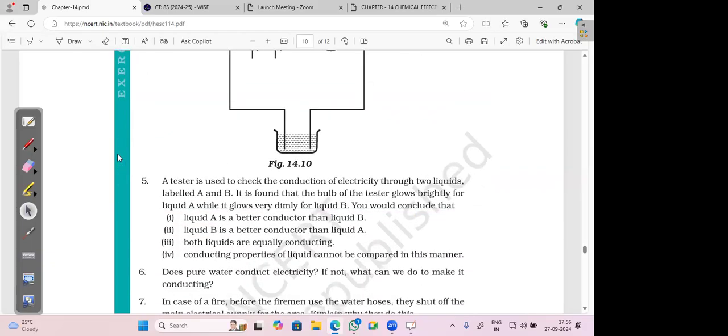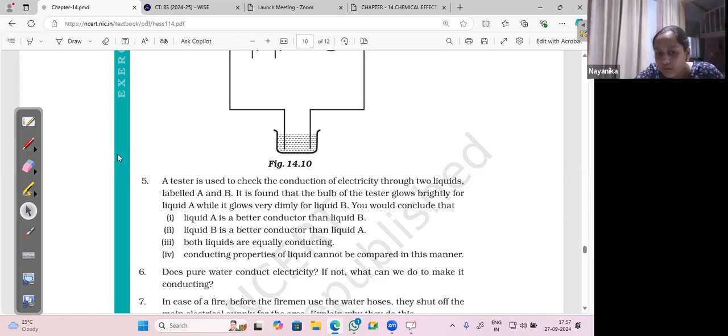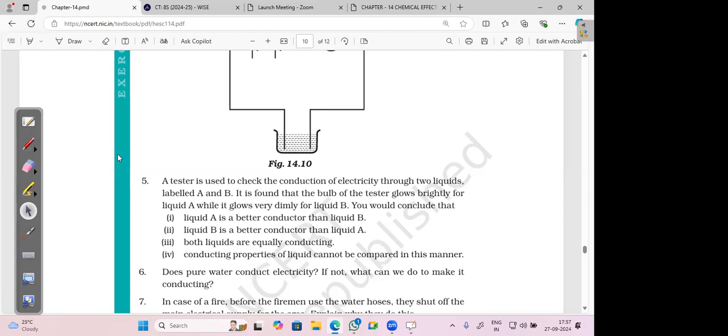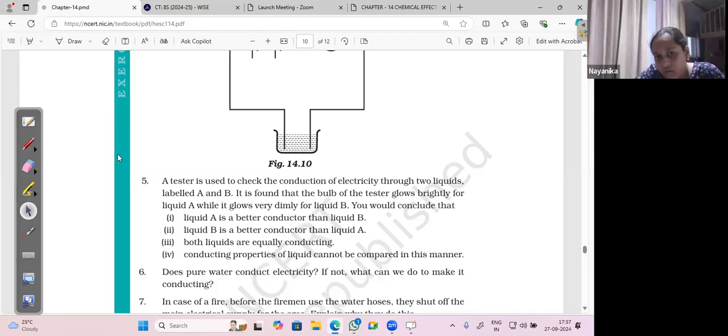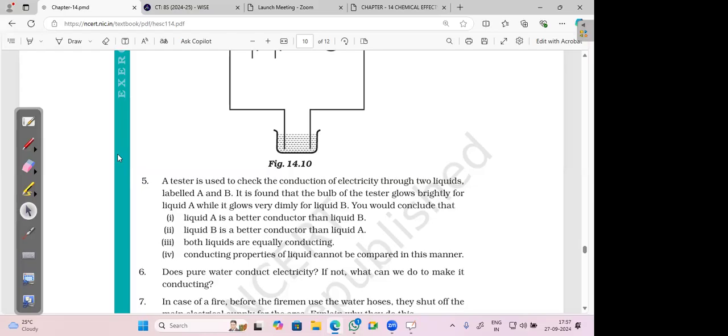A tester is used to check the conduction of electricity through two liquids labeled A and B. It is found that the bulb of the tester glows brightly for liquid A while it glows very dimly for liquid B. You would conclude that liquid A is a better conductor than liquid B. Yes, liquid A is a better conductor than liquid B. Then the last one: does pure water conduct electricity?